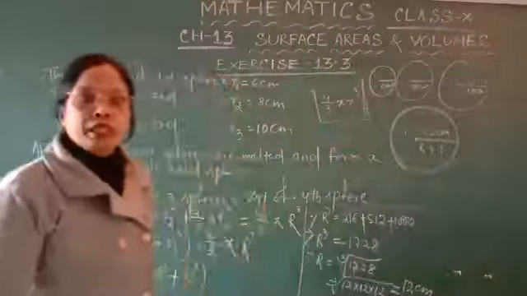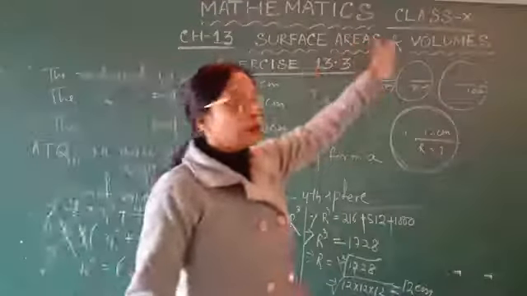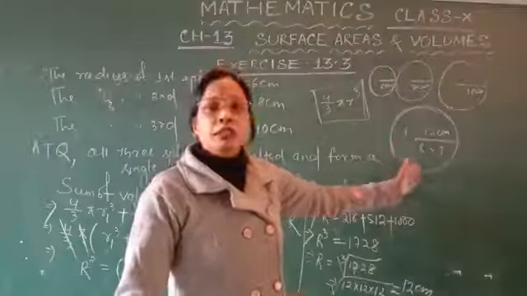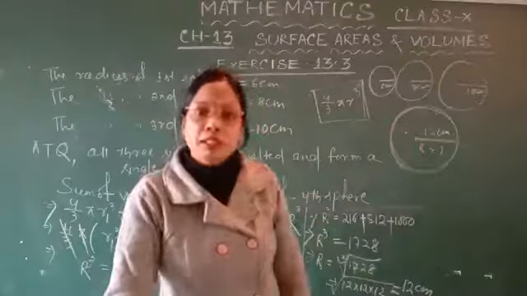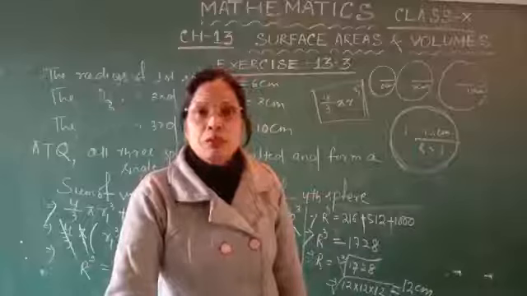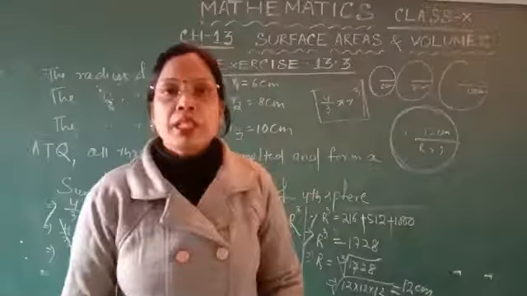Okay, so I think all of you understood. This is also the same thing. The sum of the volumes of all three is equal to the volume of this single one. So then you can find the radius of the fourth solid sphere. Okay, so I think all of you understood. Then come to the next question, question number 3.